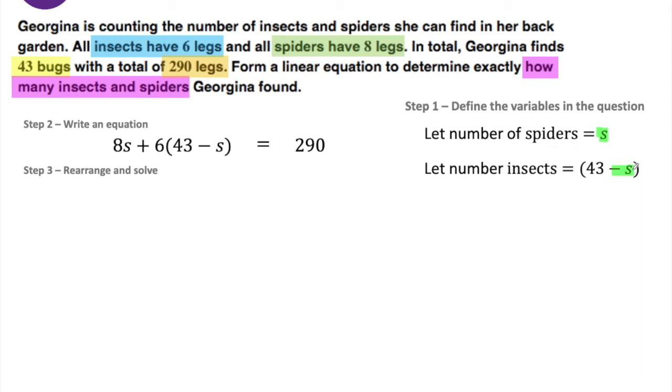So before I rearrange, I'm going to go ahead and simplify that equation by expanding my brackets. So 8S plus 6 times 43 minus 6 times S is going to equal 290.